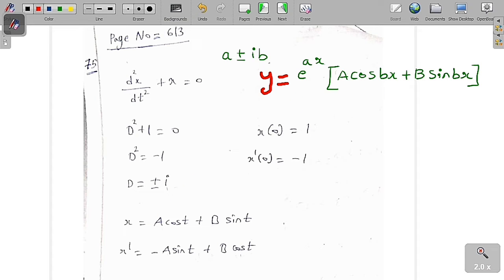So therefore a is nothing but 0 here, because b is equal to 1. If you substitute here we are going to get x is equal to a cos t plus b sin t. Now if you do the differentiation with respect to t, the derivative of cos t is minus sin t and of sin t is cos t. So you are going to get it in this format.